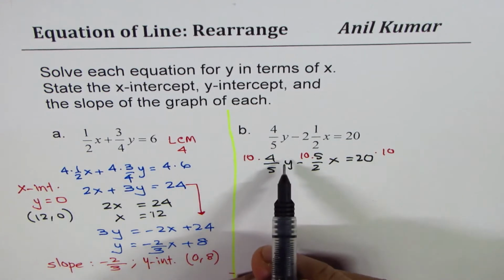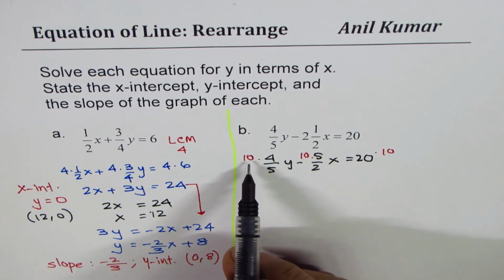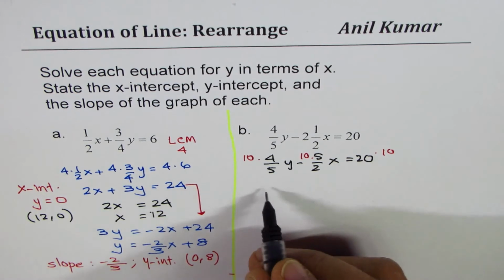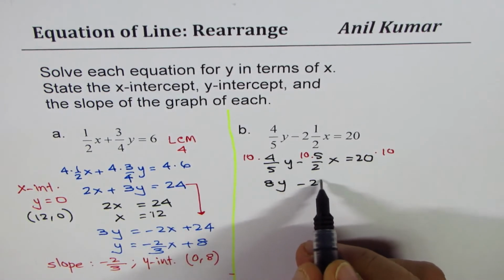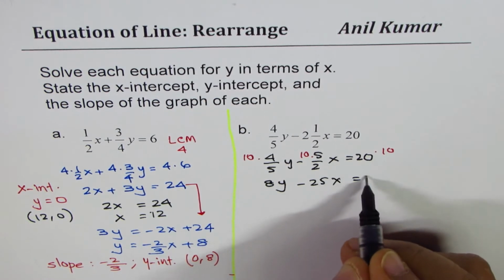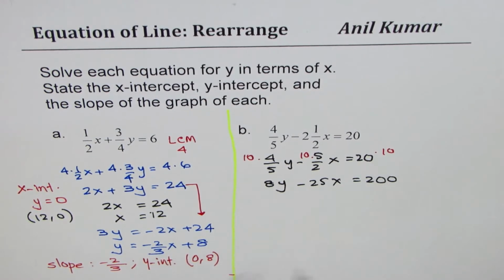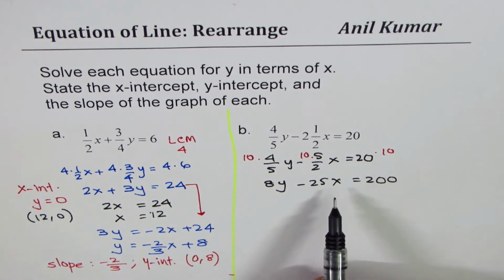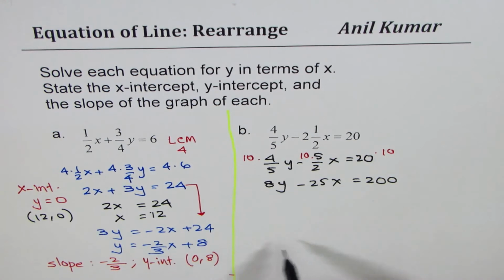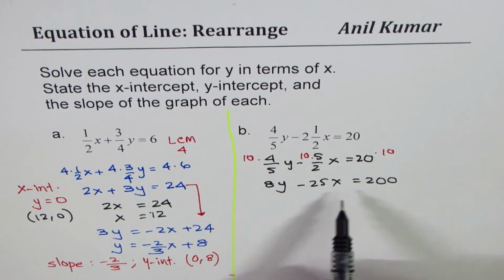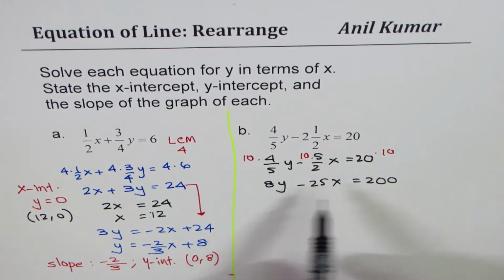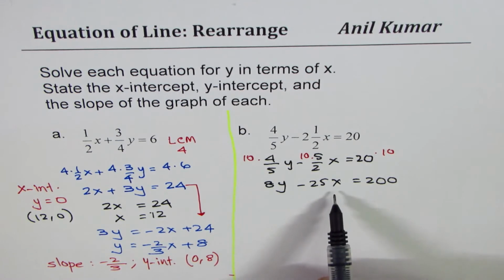So when you multiply by 10, 5 goes 2 times, so we get 8y. Here you get 5 times 5, 25x, equals 200. Now from this equation, we can always find the x-intercept to begin with, as we did earlier. Then we can convert to slope-intercept form, as we did earlier. But let's change the system now for once. We'll isolate y and then see what recalculation we need to do.